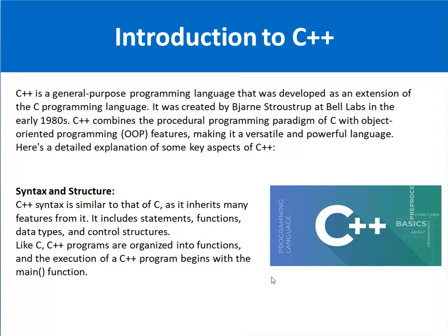C++ syntax is very similar to the C programming language because it inherits many features from the C language. It includes the if-then-else structure, statements, functions, data types, and control structures. C++ programs are organized into functions, and the execution of a C++ program begins with the main function. So main is a very basic identity: whenever we start coding in C++, we always start with the main function. This is the open bracket and this is the close bracket.